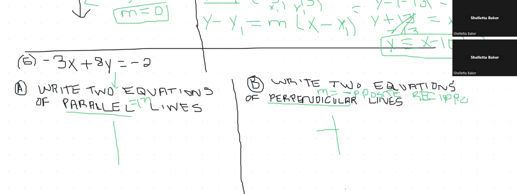Okay, and it looks like my marker's not really writing as clear. Okay, so for the given equation, we first want to find the slope. So we're really just going to solve this equation for y, put it in slope-intercept form. That means we're going to add 3x to both sides and divide by 8. So add 3x, and the 3x's will cancel on the left side, leaving 8y equals 3x minus 2. And then we want to divide by 8. Divide everything by 8.